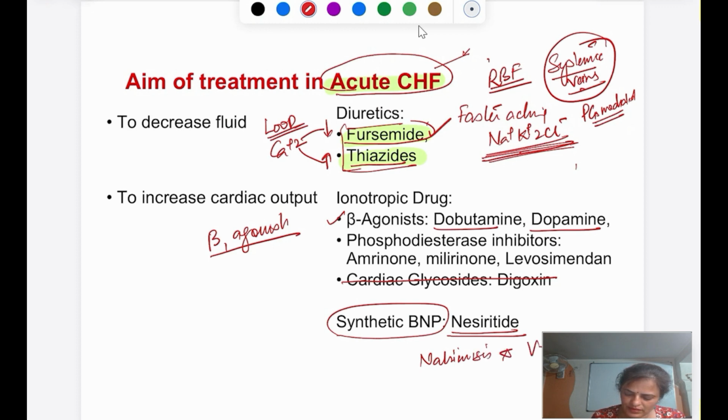And vasodilatation. These are the two important effects with the nesiritide or synthetic BNP, that is a brain natriuretic peptide.